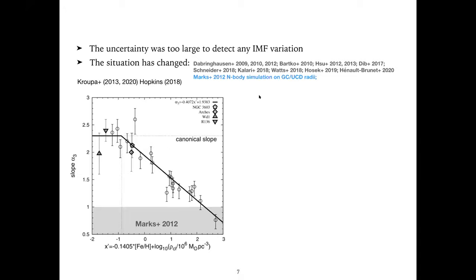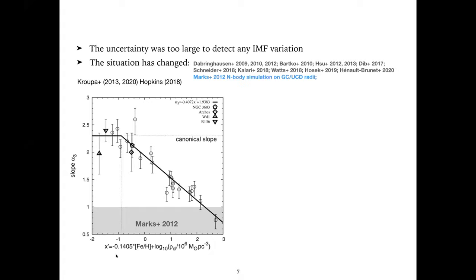In 2012, in particular, studied the radii of the globular clusters and ultra-compact dwarf galaxies and compared them with the N-body simulations. So basically, the radius of a star cluster is related to its dynamical evolution, and the dynamical evolution is affected by the energy and gas released by the massive stars in a star cluster. So by comparing the observation with the N-body simulation, you can give a constraint on the fraction of massive stars in the systems. And here you see the slope, alpha 3, is again the IMF slope of massive stars.